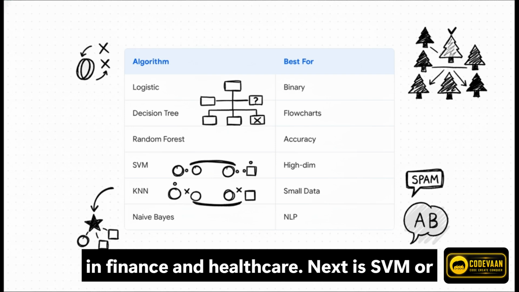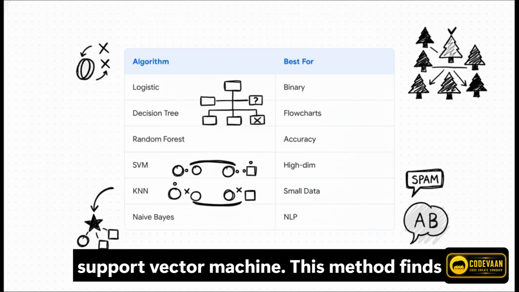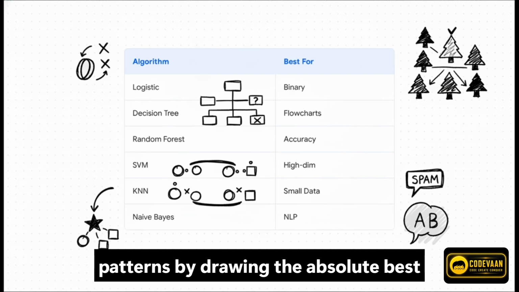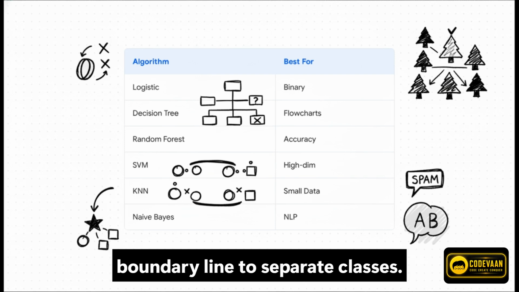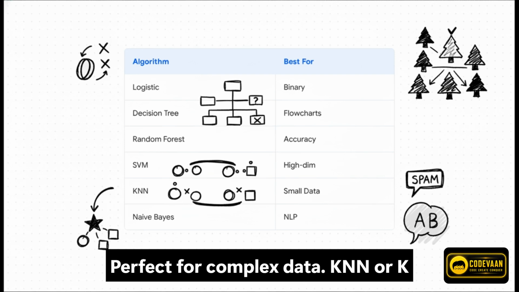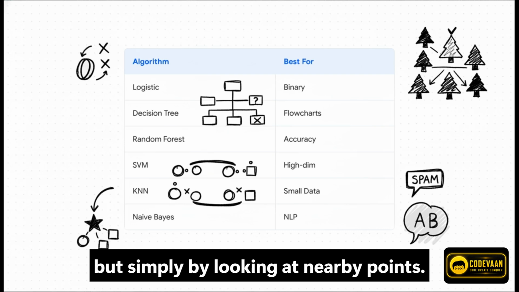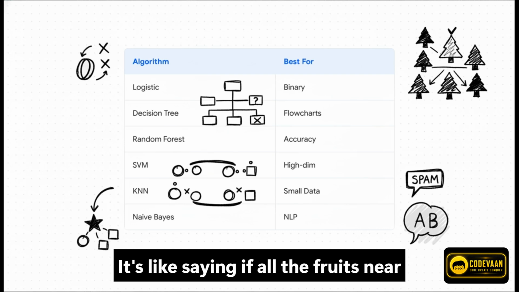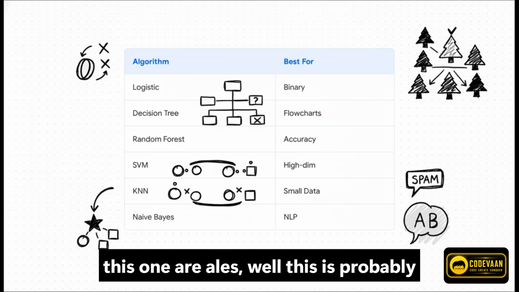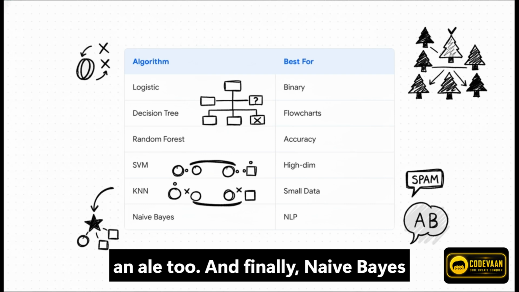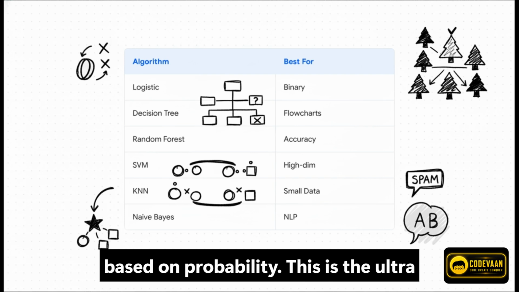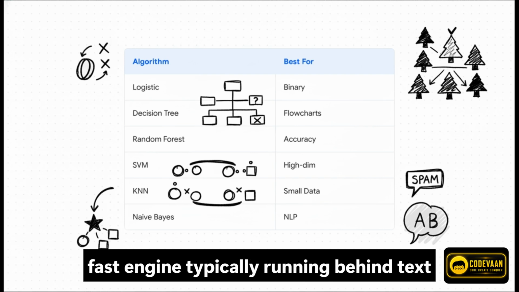Next is SVM, or support vector machine. This method finds patterns by drawing the absolute best boundary line to separate classes, perfect for complex data. KNN, or K-nearest neighbors, also finds patterns, but simply by looking at nearby points. It's like saying, if all the fruits near this one are apples, well, this is probably an apple too. And finally, naive Bayes. Based on probability, this is the ultra-fast engine typically running behind text classification and spam filtering.